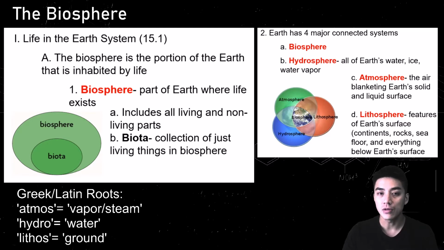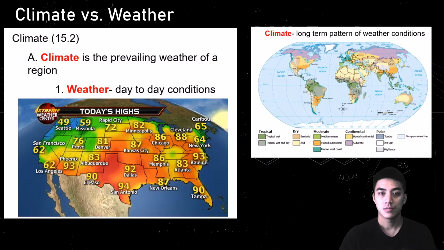And finally, you have the lithosphere. Lithos means ground, so the lithosphere includes the Earth's crust, the rocks, the gravel, the sand, the mountains, and everything below Earth's surface. The biosphere is affected by climate and weather, and there's a difference between the two. Climate would be the long-term weather conditions of a region or an area, whereas weather just describes the day-to-day conditions.